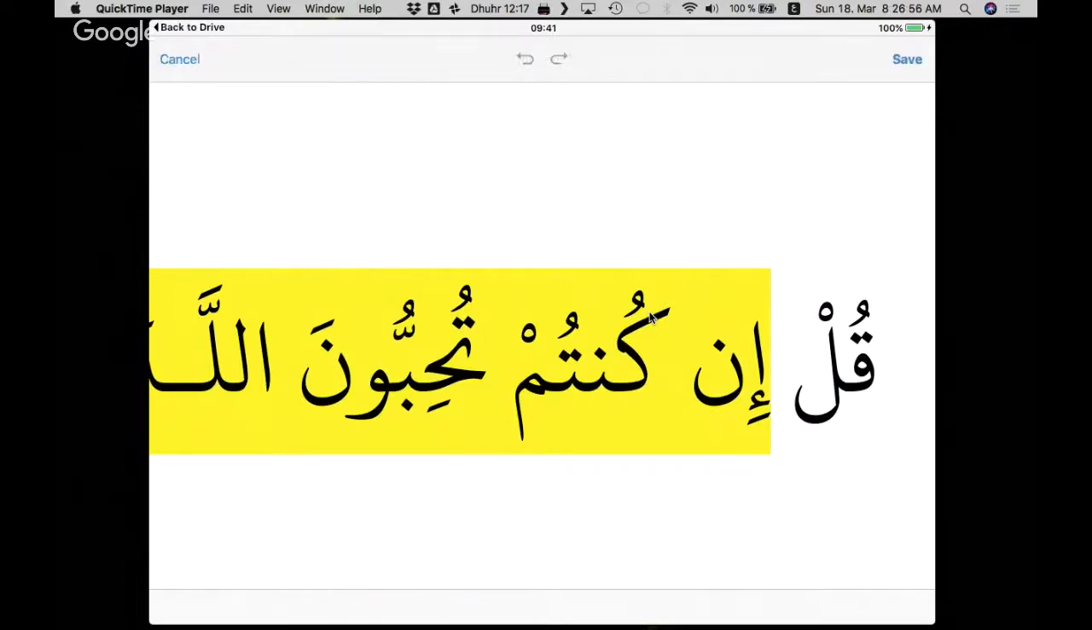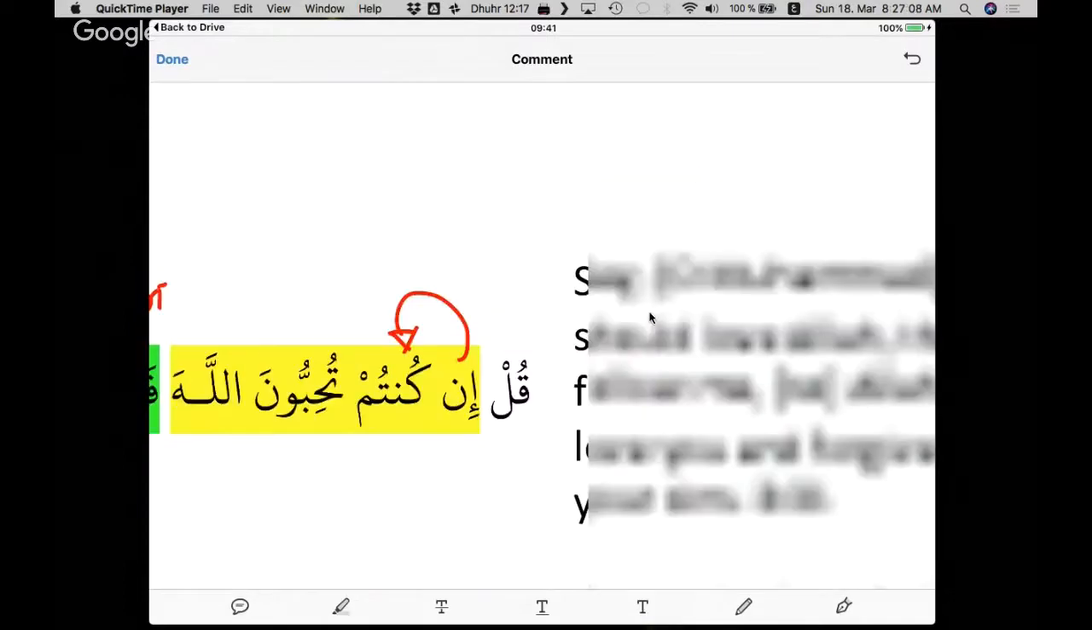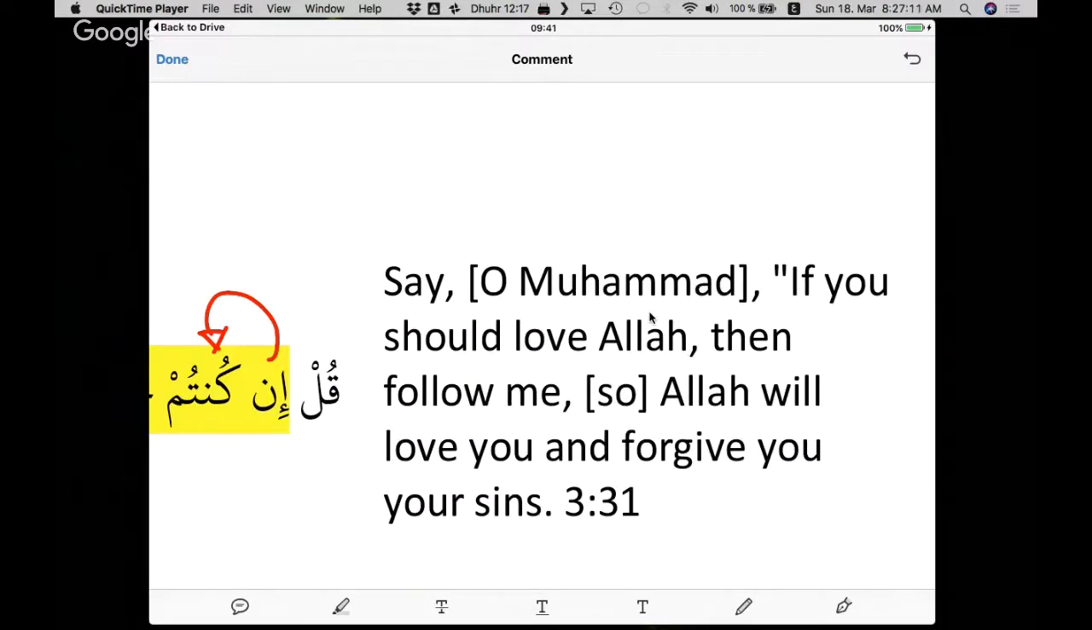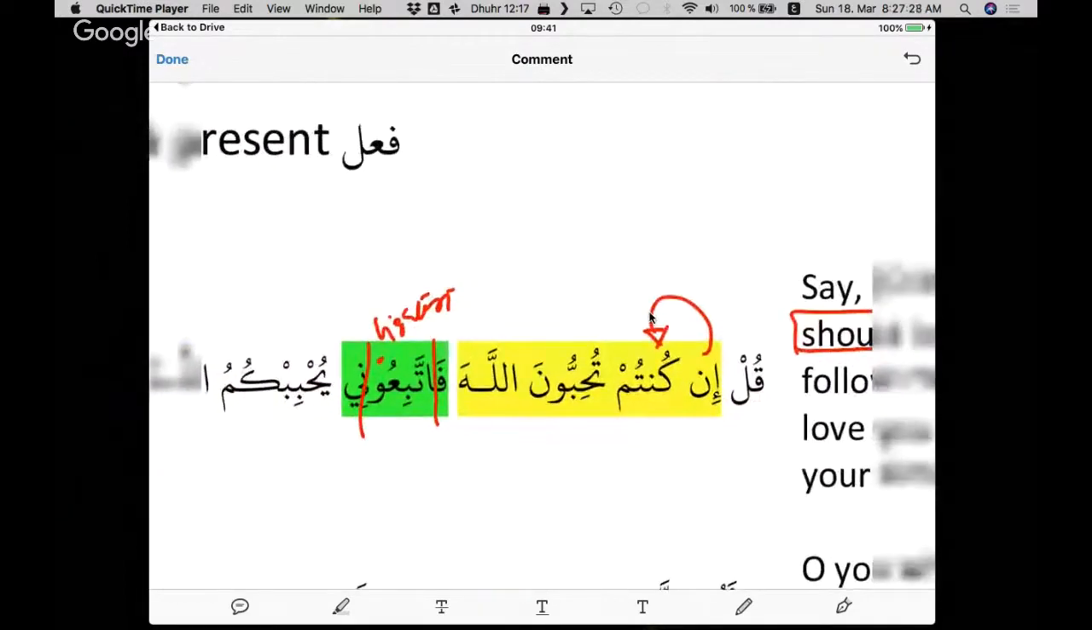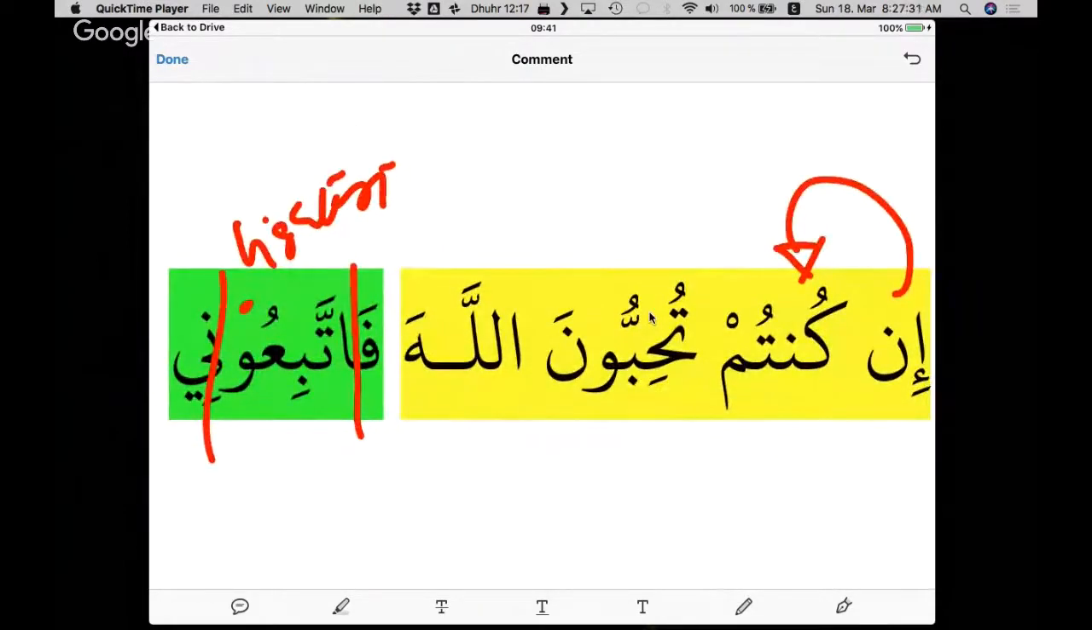Now this is a condition constructed with in using a past tense. You see this? This is a past tense. If you should love Allah. Now this is a condition that is being constructed in a past tense. That's why they have used this word should, because shall is a present tense and should is a past tense. Yes, kuntum is a verb to be. So if you should love Allah, or would love Allah, this is a condition constructed with in using a past tense fi'l.